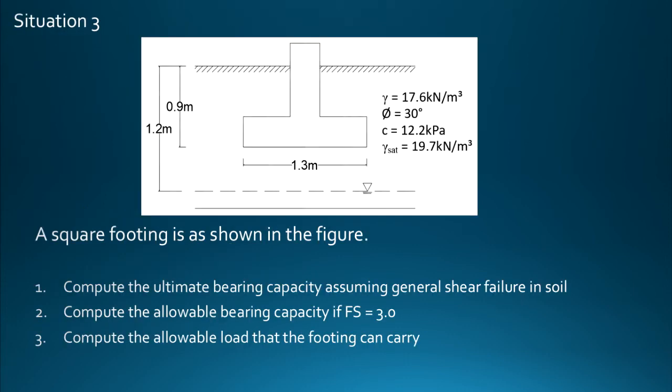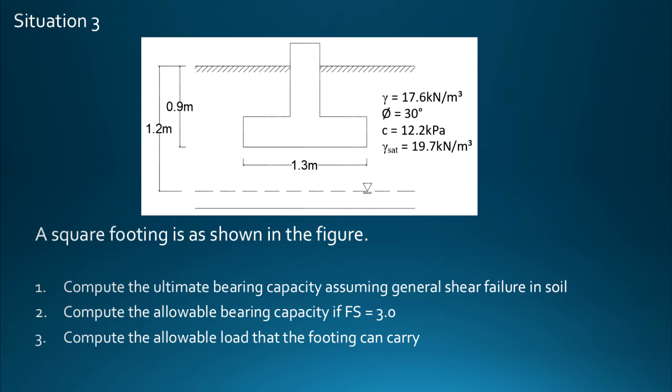Next example tayo, situation 3. Another square footing as shown in the figure. So, compute natin yung ultimate bearing capacity if it's in general shear failure. Compute natin yung allowable bearing capacity if Fs is 3, tapos yung allowable load that the footing could carry. So, nakikita nyo dito, meron tayong gamma na 17.6 kN per cubic meter, meron tayong angle of internal friction na 30 degrees, cohesion na 12.2 kilopascal, at gamma sat na 19.7 kN per cubic meter.